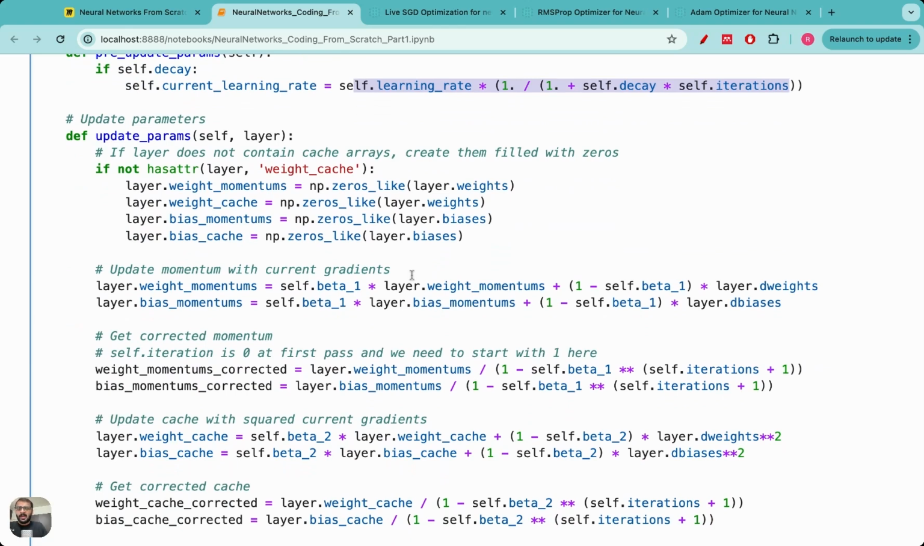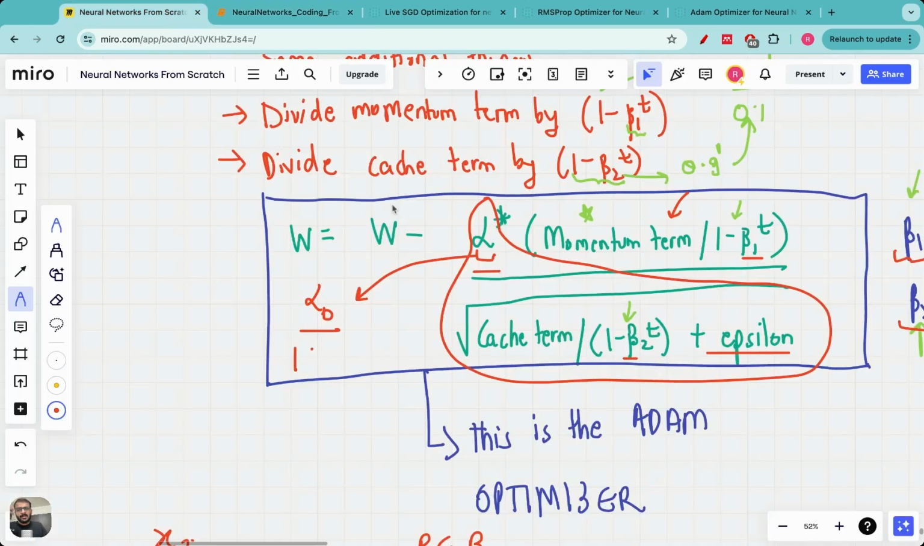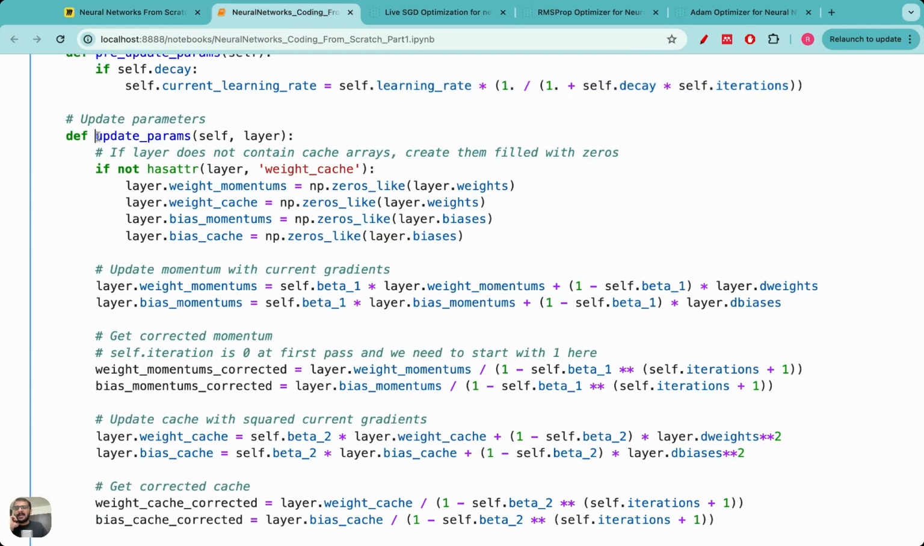Okay, now I want you to focus on two things. First, in the code, or in the whiteboard rather, I always talked about weights, right? But the same thing will be done for the biases of the neural network as well. So in the update params method, you will see that there is the update rule for weights as well as biases. So I'm just going to focus on the weights here, and you can apply the same logic to biases also.